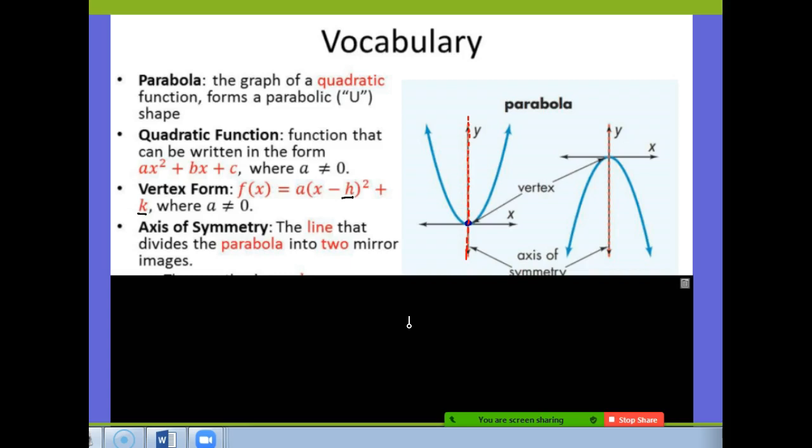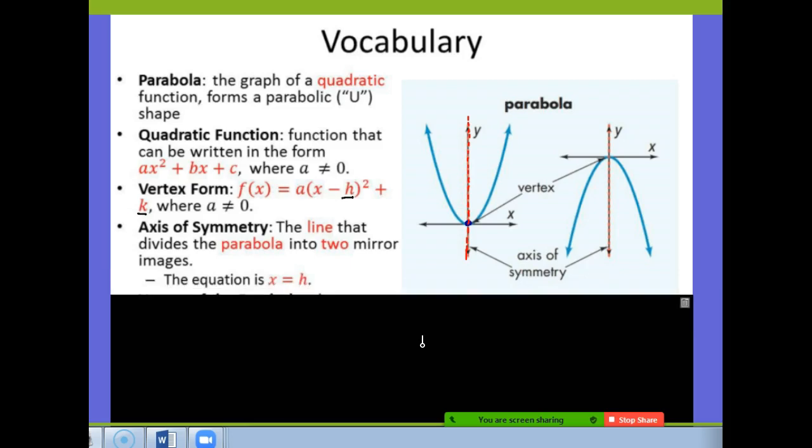We have two rules. A cannot be 0. Just like an absolute value, we have a line that cuts that graph in half. The line of an absolute value and the line of a quadratic have the same name, and that name is the axis of symmetry. The equation takes on the same form. It is x equals h, where h is our vertex coordinate value.